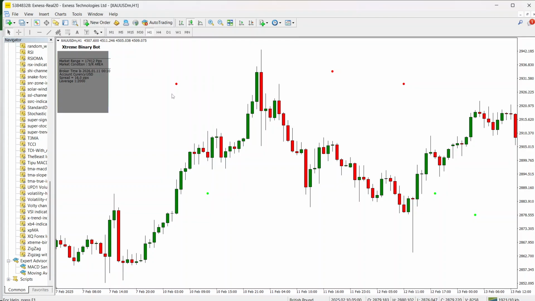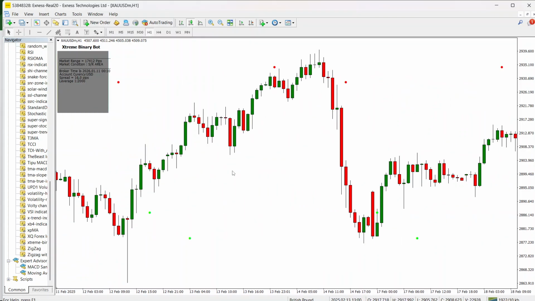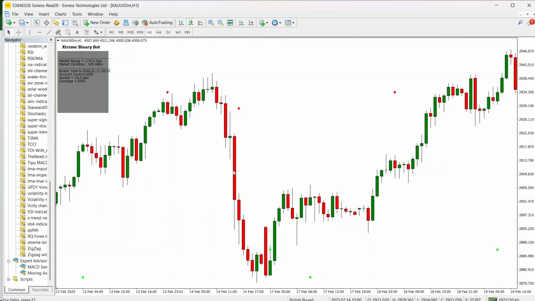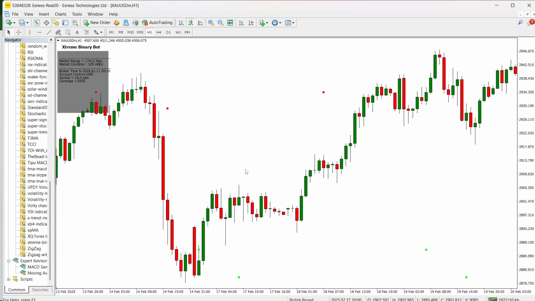For buy signals, the market condition must show safe trade. The indicator should plot a green dot, and traders must wait for the candle to close before entering at the next candle, with stop loss at the recent low and exit when the red dot appears.